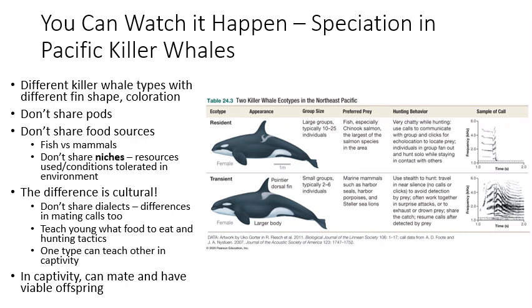The whales are still able to mate, like physically they can do it and produce viable offspring, but they just don't choose to do that in the wild. But if you keep them in captivity, they can mate with each other and create offspring.